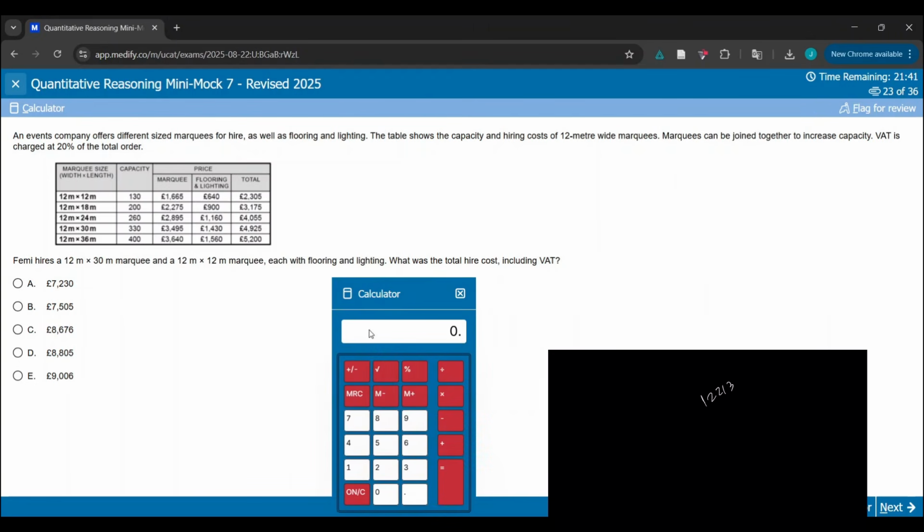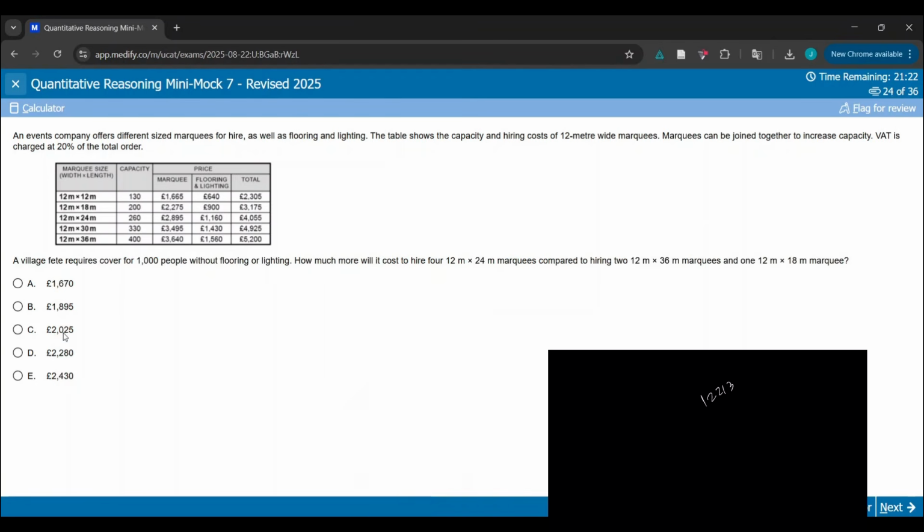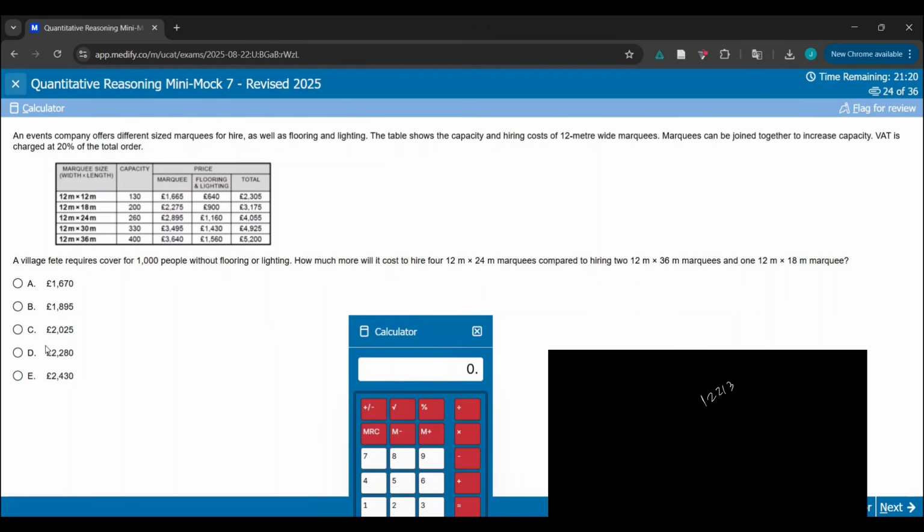Hires. What was the total hire? So 12 times 30. 4925. Plus 12 times 12, which is plus 2305, then times this by 1.2. I don't know why that took me so long. 8676. A village fair covers 1,000 people without flooring or lighting.